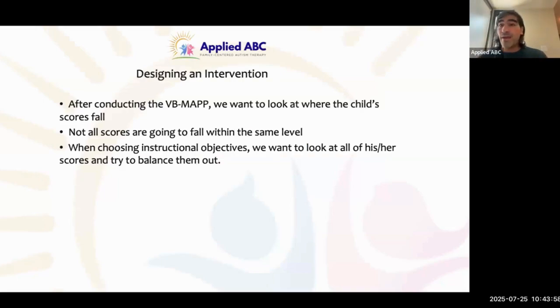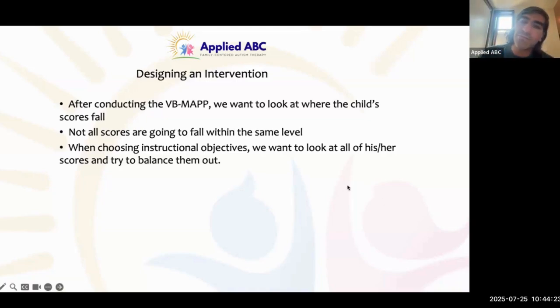After conducting the VB-MAPP, we want to look at where the child's scores fall. As we said, not all scores are going to fall within the same level. Some kids are especially focused and skilled with letters. Sometimes we'll see a kid with very low social skills or even imitation skills, but very high reading and writing up on level three. So every kid is different.